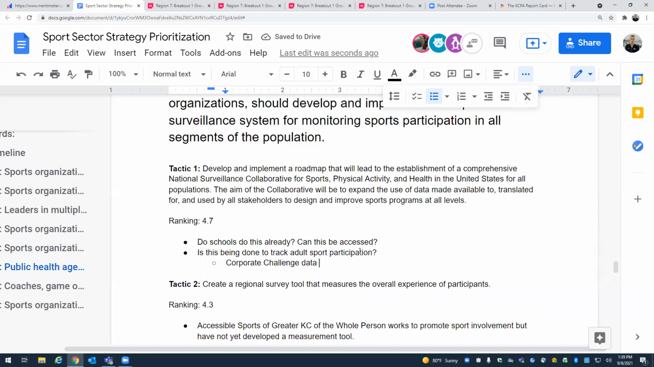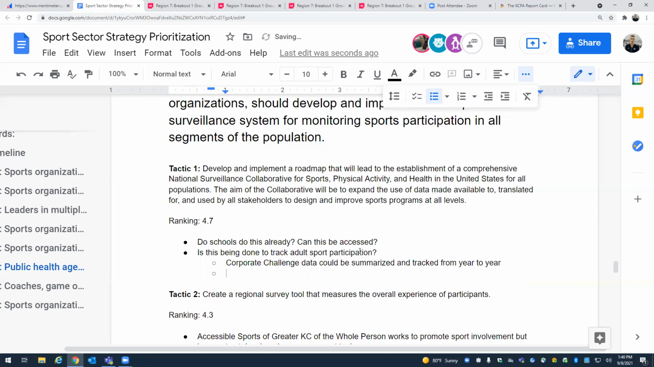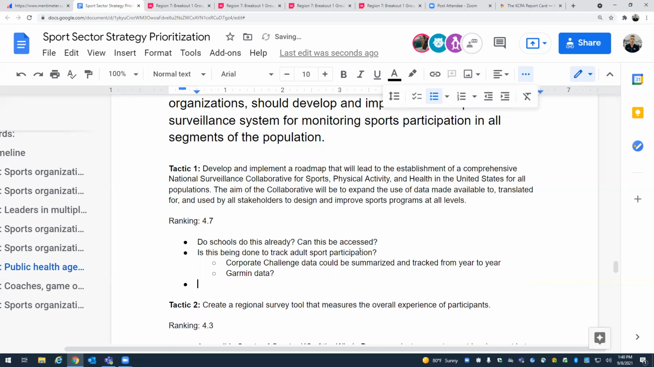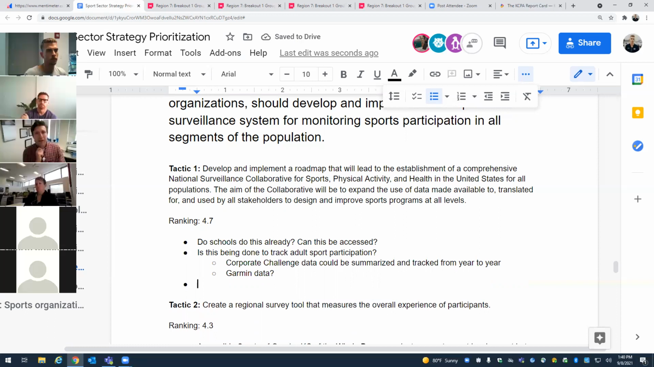And yeah, I would highly recommend the government agencies tracking adult sports participation, like the Conservation Department and KC Parks and Rec. They might have a view of this already. The Garmin data is interesting, or any other type of wearable device, I guess is what you're saying, maybe, Joey. Yeah.